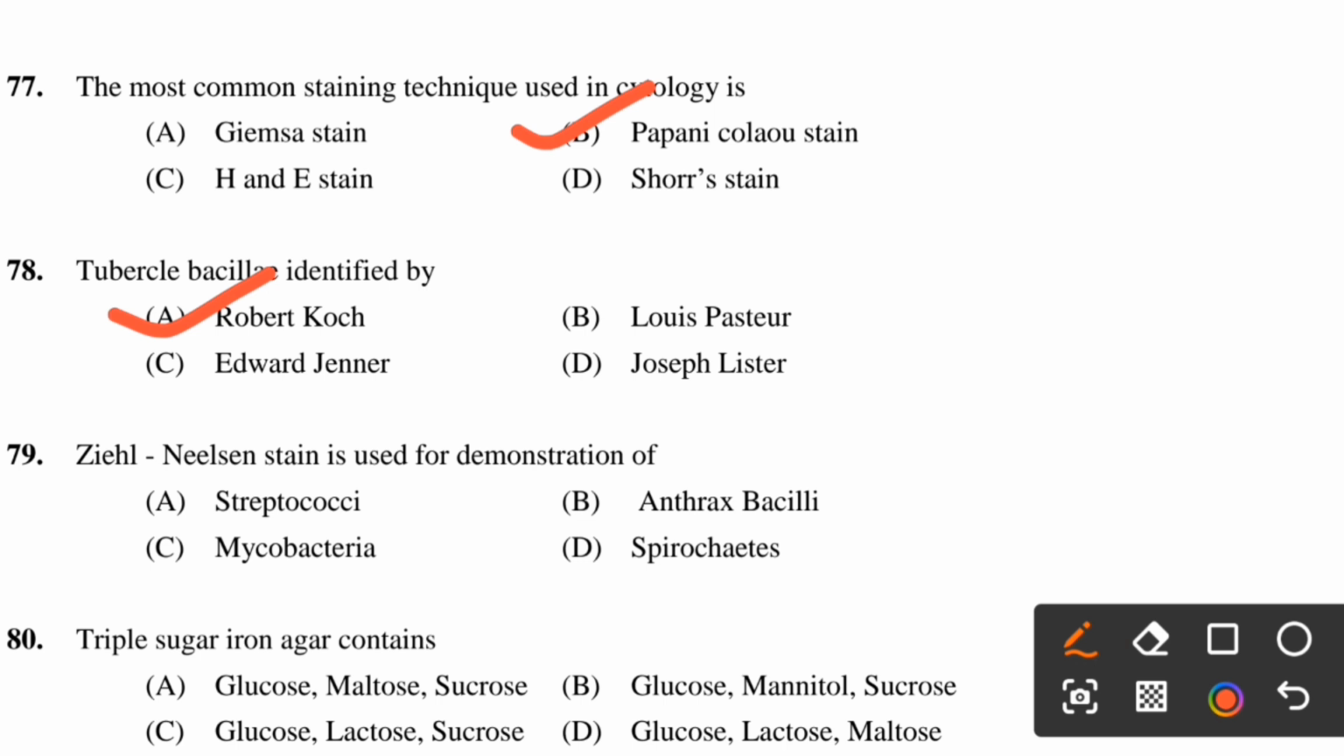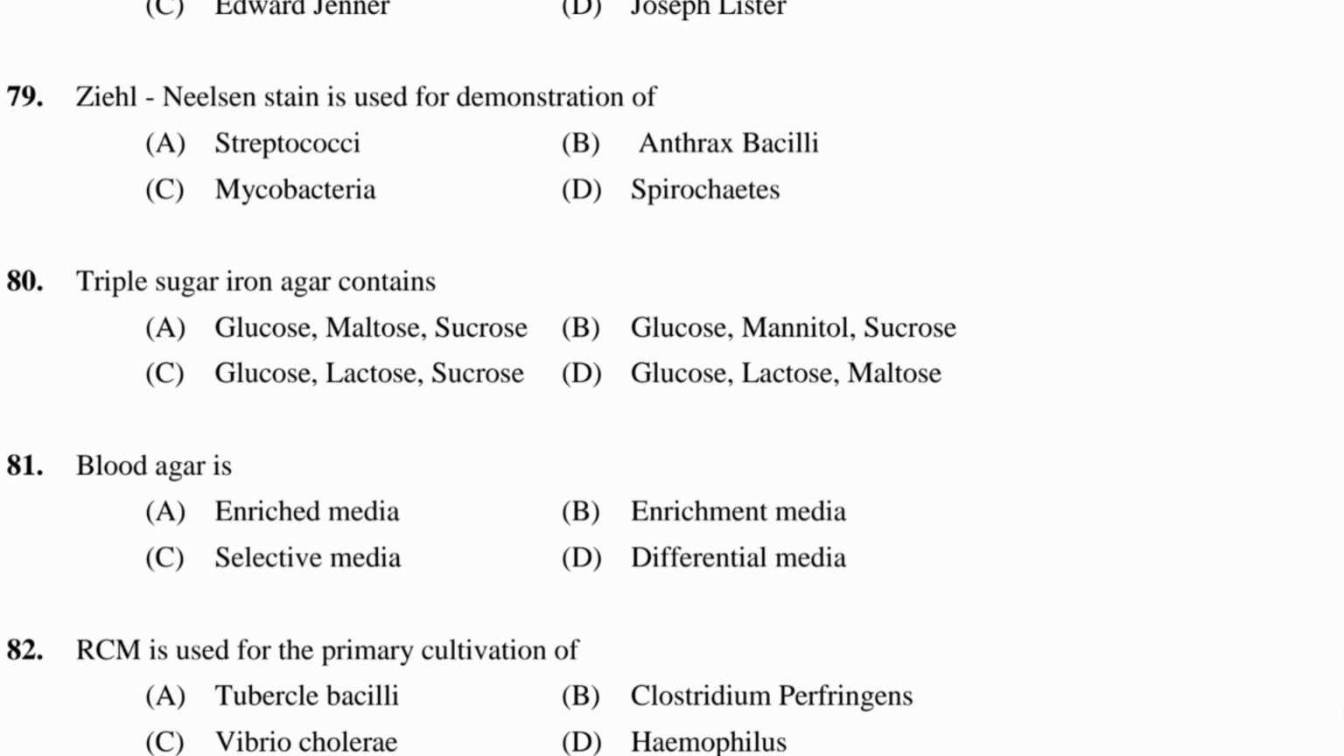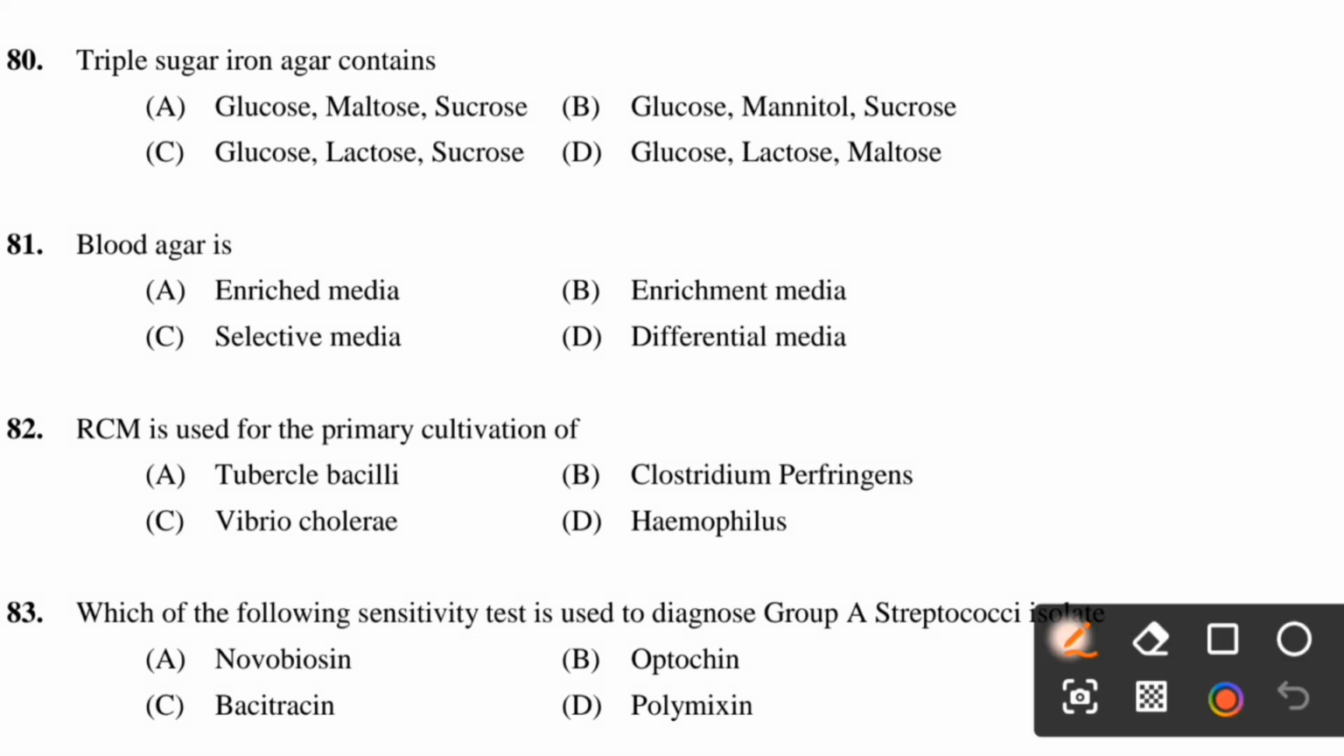Next one, Ziehl-Neelsen staining is used for the demonstration of mycobacteria. Right answer is mycobacteria. Next one, triple sugar iron agar contains glucose maltose sucrose, glucose mannitol sucrose, glucose lactose sucrose, glucose lactose maltose. The right answer is option C, glucose lactose sucrose. Next one, blood agar is enriched media, enrichment media, selective media, differential media. Blood agar is an enriched media.